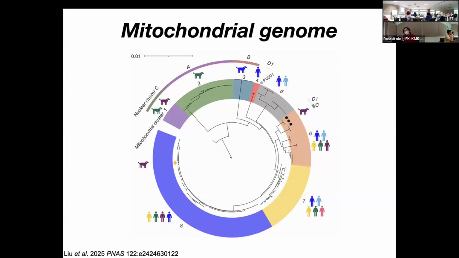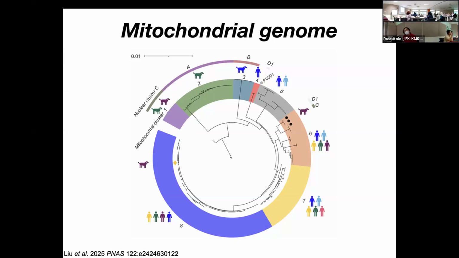Next. We remember this parasite here, the yellow diamond. That's the dog parasite. The mitochondrial genome says the same story: this dog parasite has a mitochondrial genome the same as the mitochondrial genomes of the human parasites. So this confirms to me that it's a reverse zoonosis. The dog is being infected by a person.